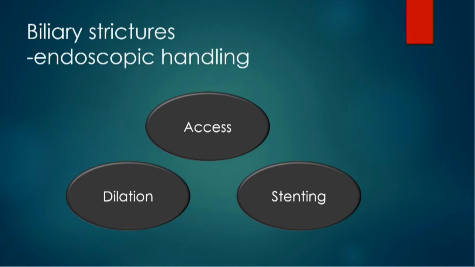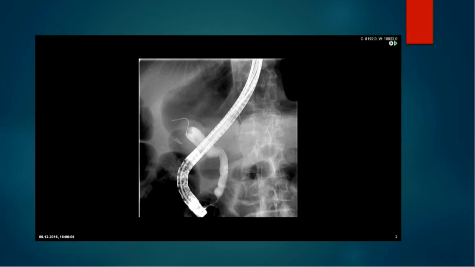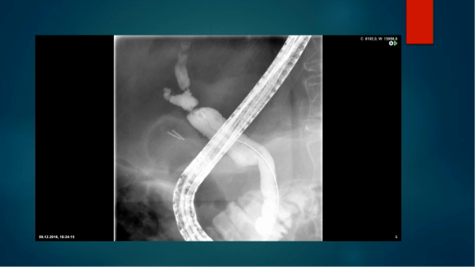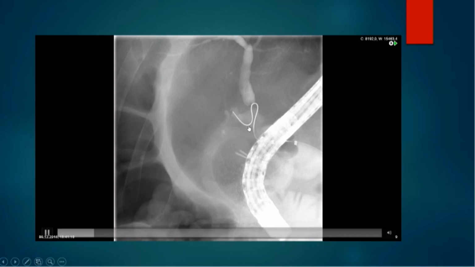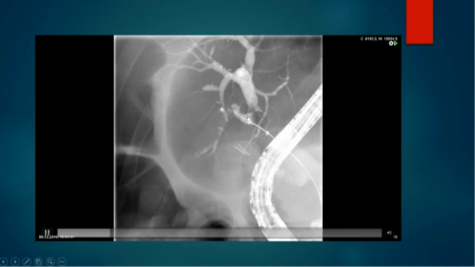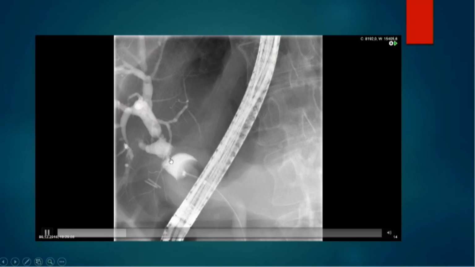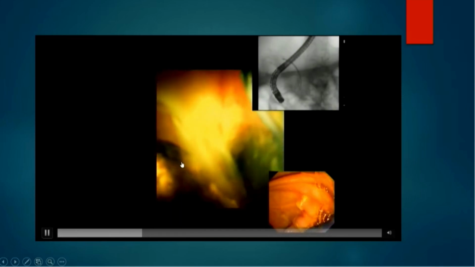Now, for the endoscopic handling of these strictures, it's three components: access to the strictures, and then treatment by dilation or by stenting. And just for access, I wanted to show you this video, which is not so uncommon. This is a postoperative duct-to-duct anastomosis stricture. And even though we get contrast past it, it's very hard to find the orifice, partially because there are one or even two cystic duct remnants at the level of the anastomosis.